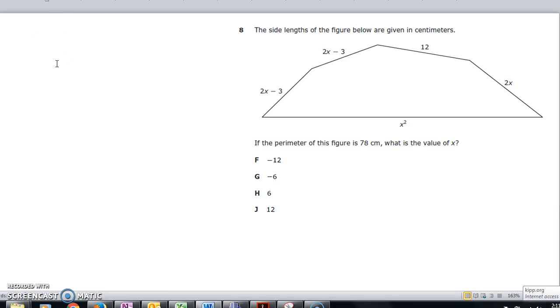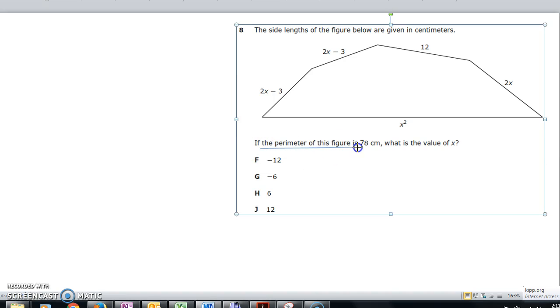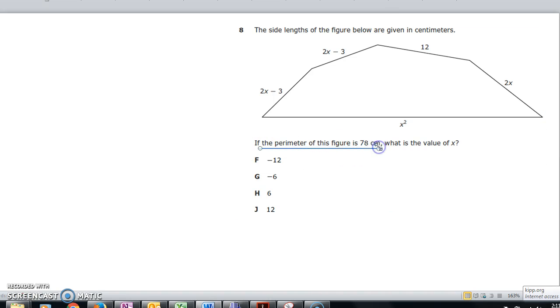Number 8. The side lengths of the figure below are given in centimeters. So we have this figure, it's some kind of a polygon, and these are the measurements of the sides. And then it says, if the perimeter of this figure is 78 centimeters, what is the value of x? So they tell us how long each of these sides are, and some of these are algebraic expressions, and then this is the major clue right here: if the perimeter of the figure is 78 centimeters.